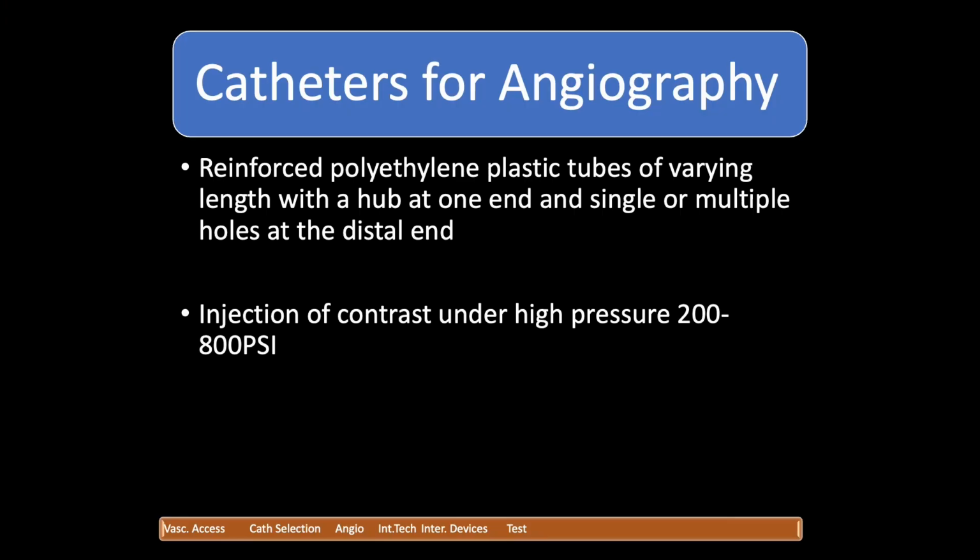So, what are catheters in angiography? They are reinforced polyethylene plastic tubes of various lengths with a hub at one end and single or multiple holes at the distal end. Another thing is how much pressure you can inject. Injection of contrast is under high pressure. It can vary from 200 to 800 pounds per square inch, that is PSI. Various tip configurations are there depending on where you have to do catheterization.